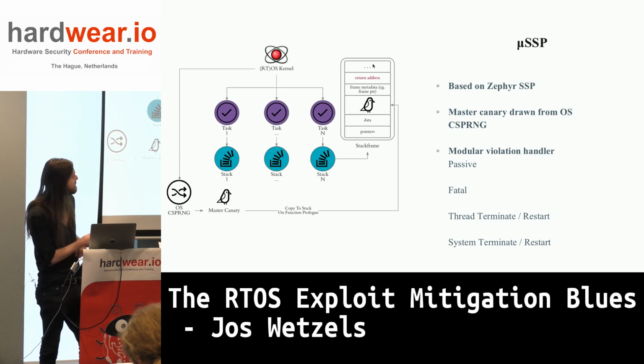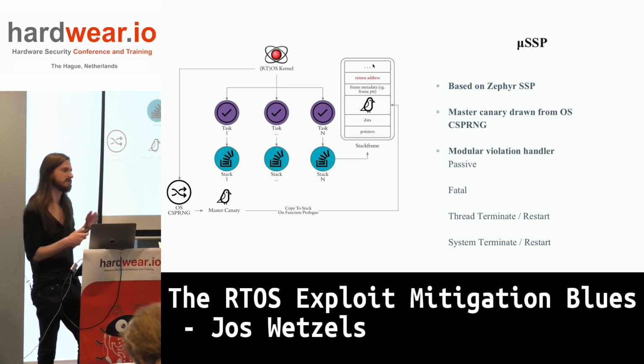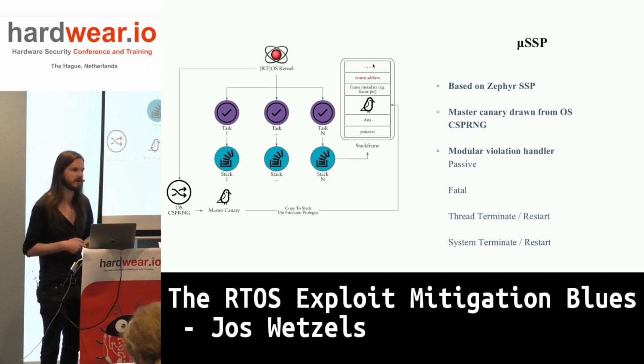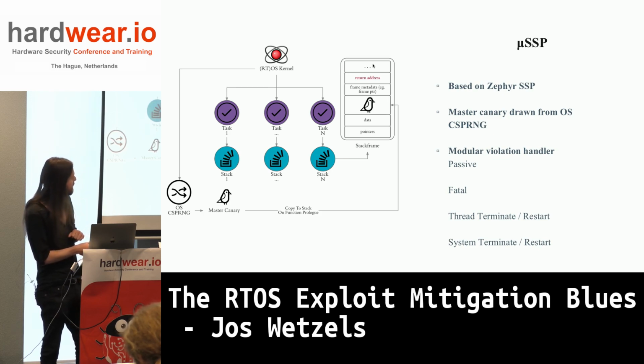Another component is micro SSP, which is very simple and essentially the Sapphire SSP scheme, but it was modified to ensure that the master canary is always drawn from a secure random number generator, and I also implemented a modular violation handler. So as part of its response, you have a passive response, which just logs an alert that we're under attack, but allows the attack to continue, hoping that the attacker also wants the device to remain available. The second response is the same as the original one. It simply invokes a fatal system error.